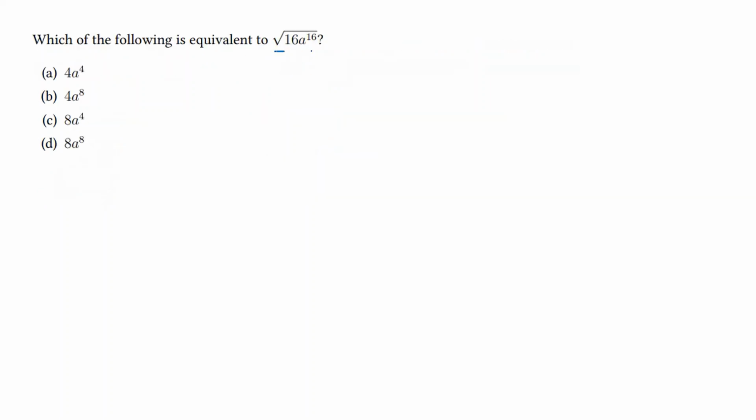We are allowed to split up radicals when the entries are multiplied inside of each other. Thus, we have the square root of 16 times the square root of a to the 16th. The square root of 16 is just 4. And we see that a to the 16th power, but the square root, we need to divide 16 in half. Thus, we have a to the 8th.